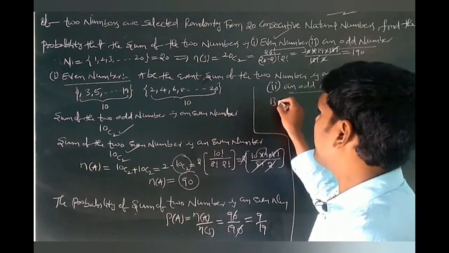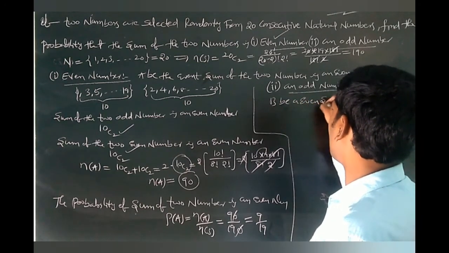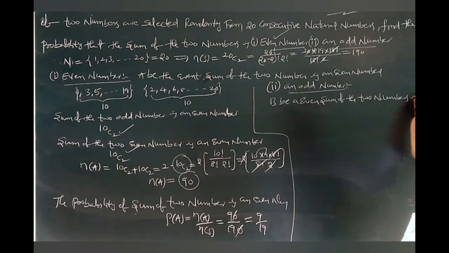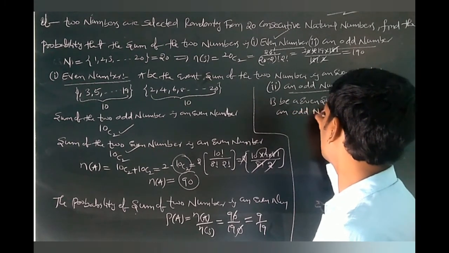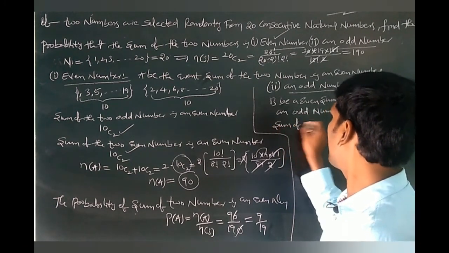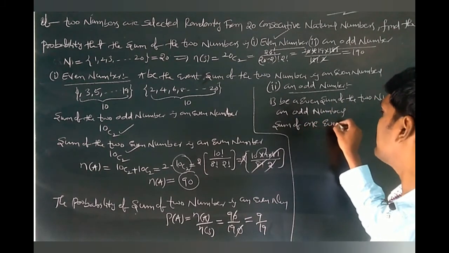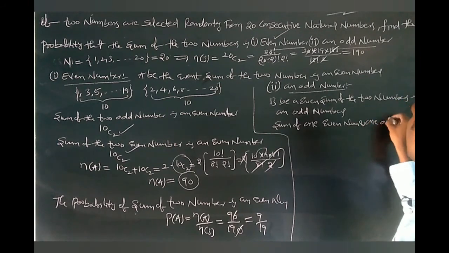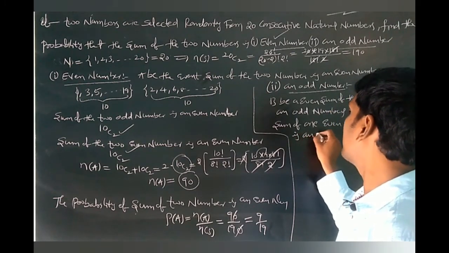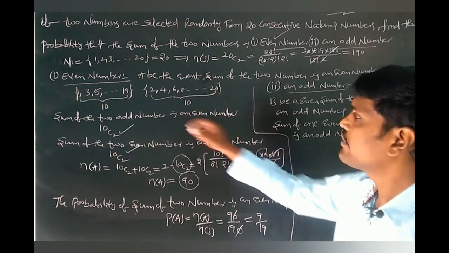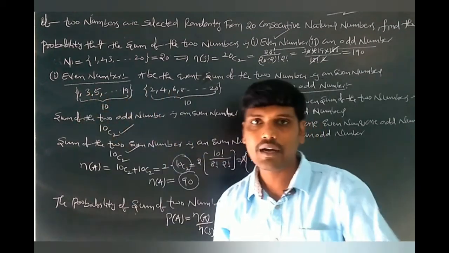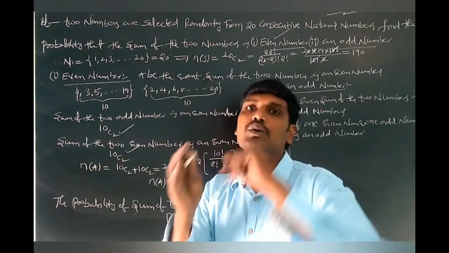That's why, let B be the event that the sum of the two numbers is an odd number. That is, the sum of one even number and one odd number is an odd number. Correct or not, students? Check: 2 plus 1 is 3, an odd number. 4 plus 3 is 7, an odd number. 6 plus 3 is 9, an odd number. That's why one even number and one odd number give an odd number.